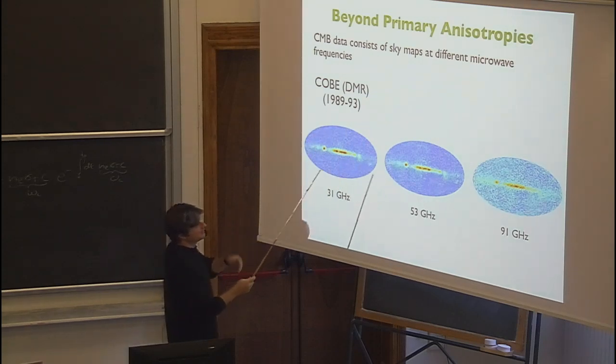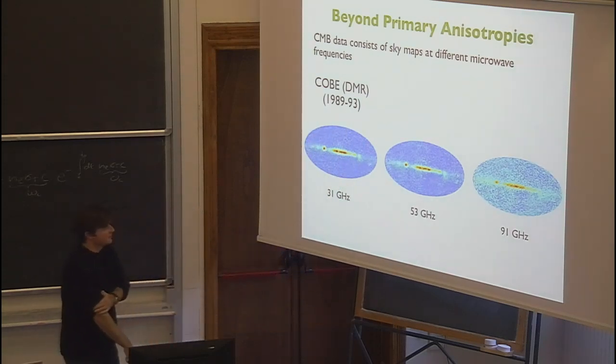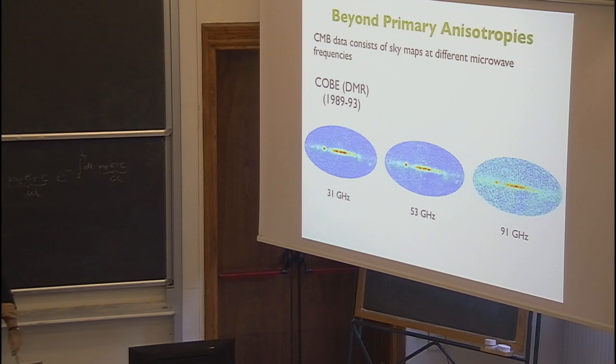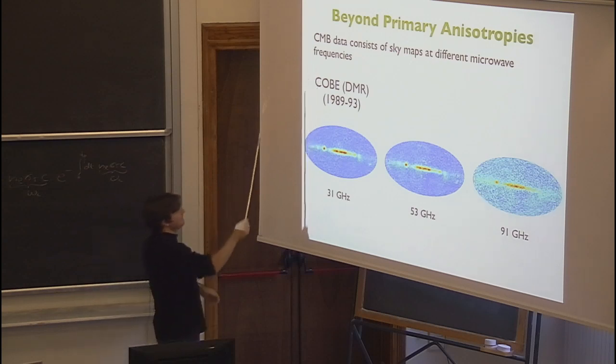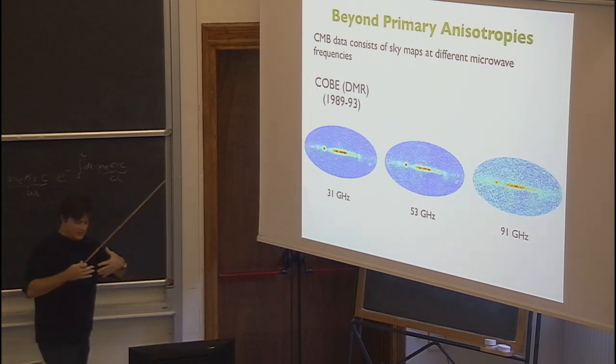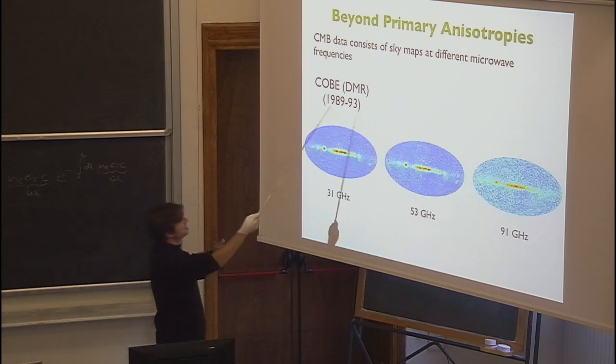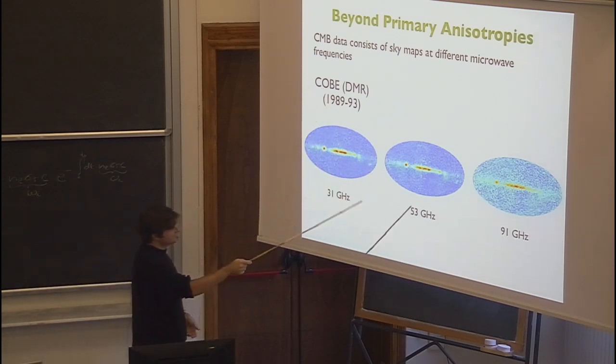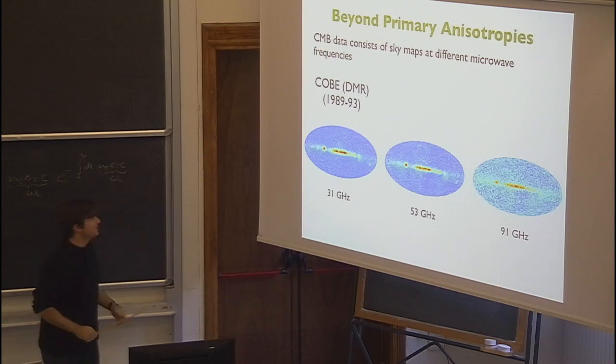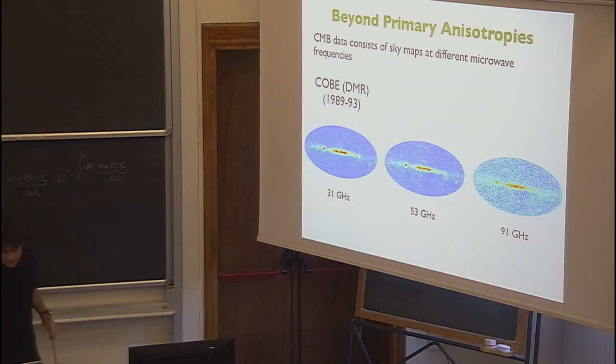So these are the intrinsic things, intrinsic to the CMB. Now we'll talk a little bit about things beyond the intrinsic CMB, just because the CMB data really isn't just a map of the CMB, but these are really maps just at different microwave frequencies, and so there's additional stuff in these maps. This is shown from COBE.